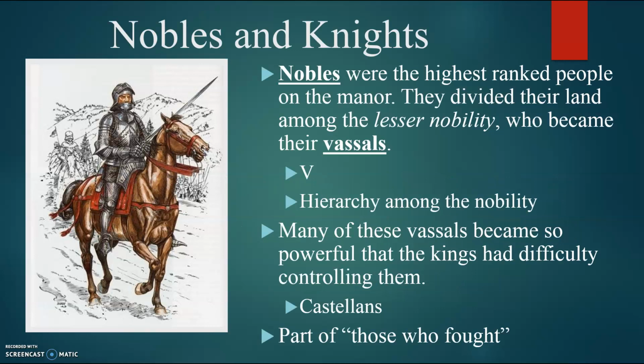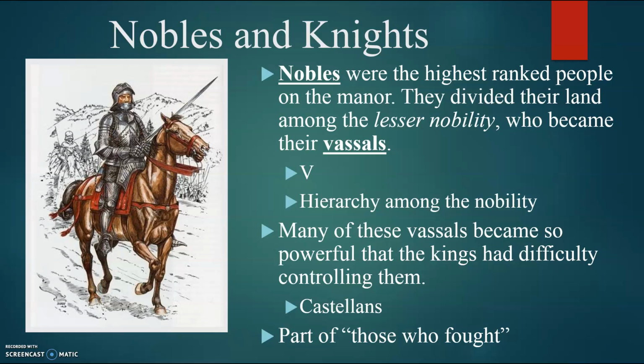Those who fought were the nobles and the knights, the highest rank. Again, you had lesser vassals there. Hierarchy amongst the nobility. Ignore that V there. That's a typo. That should have been taken out. Many vassals became so powerful that the kings had difficulty controlling them. These are Castellans. Anybody could have a castle and have defense. These are all part of those who fought.